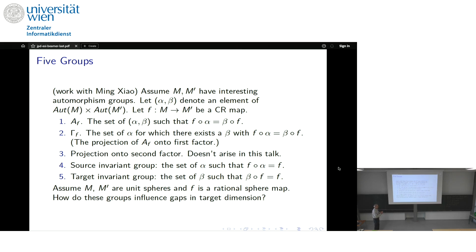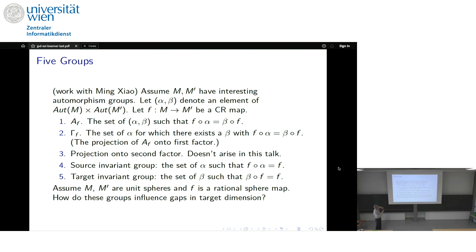Now, someone asked me if I were an algebraist or an analyst, and I said, well, I'm a mathematician, so I'm both, whichever is relevant. Ming and I didn't say this the second way. We just said it the first way, that Gamma F is the set of alpha such that there exists a beta. So an algebraist friend of mine pointed out to me, why don't you just say it's the projection of A F onto the first factor? Okay, so that's how algebraists think. You can also take a projection on the second factor, and then fifth, and then there's invariant groups.